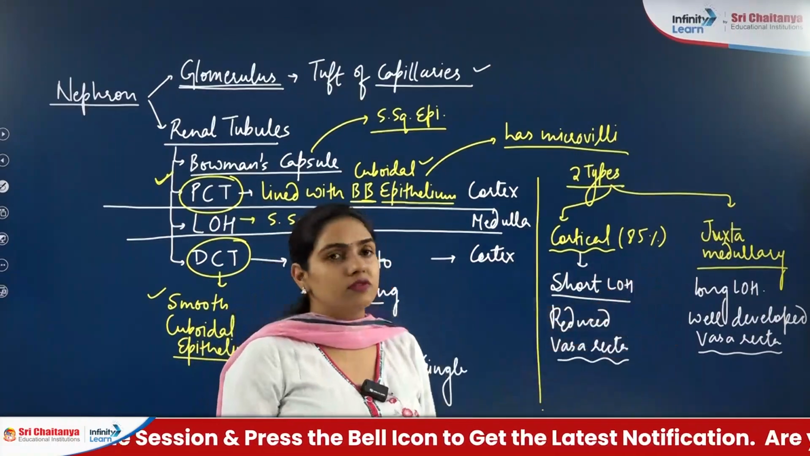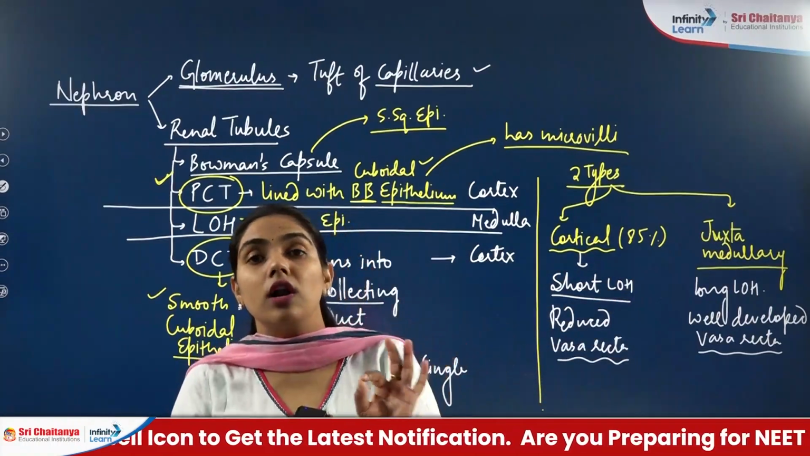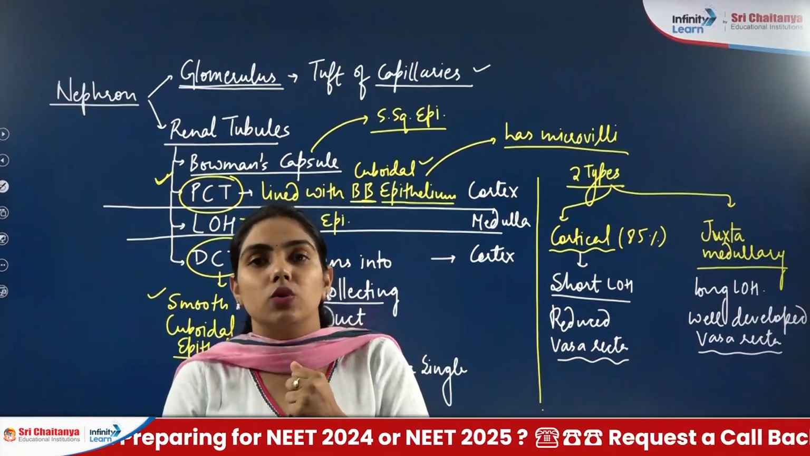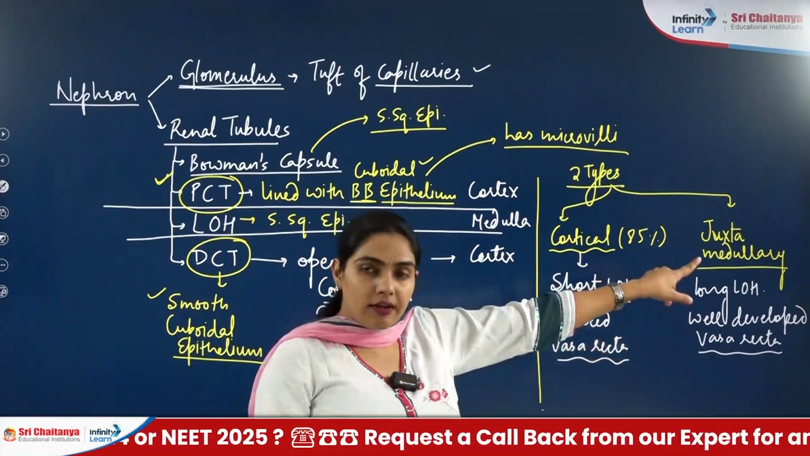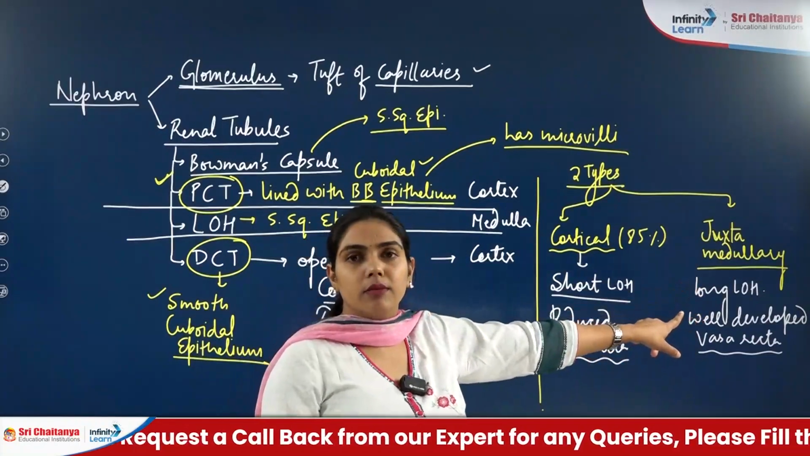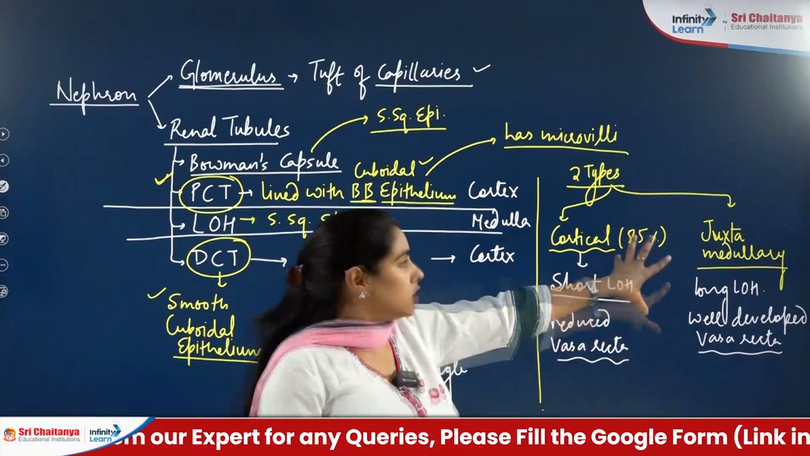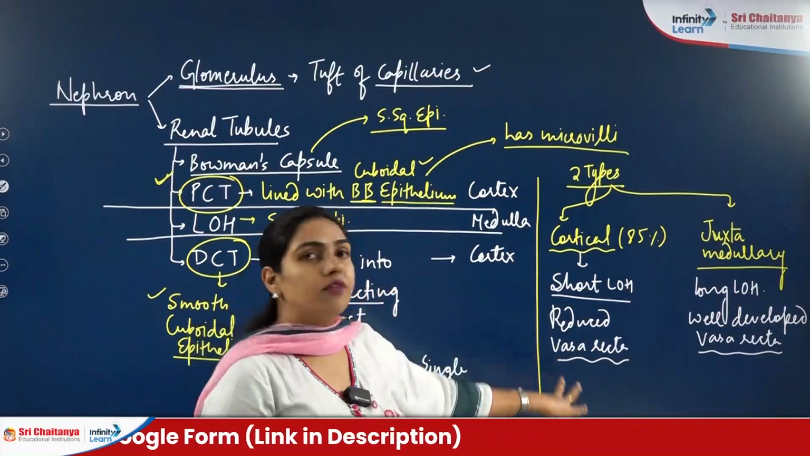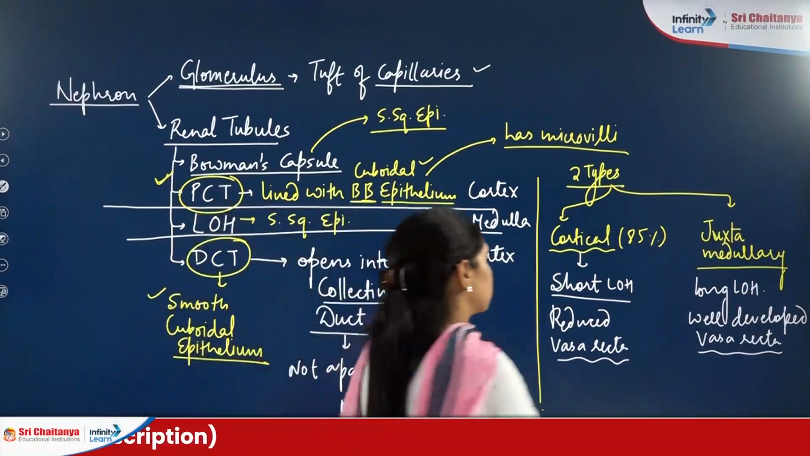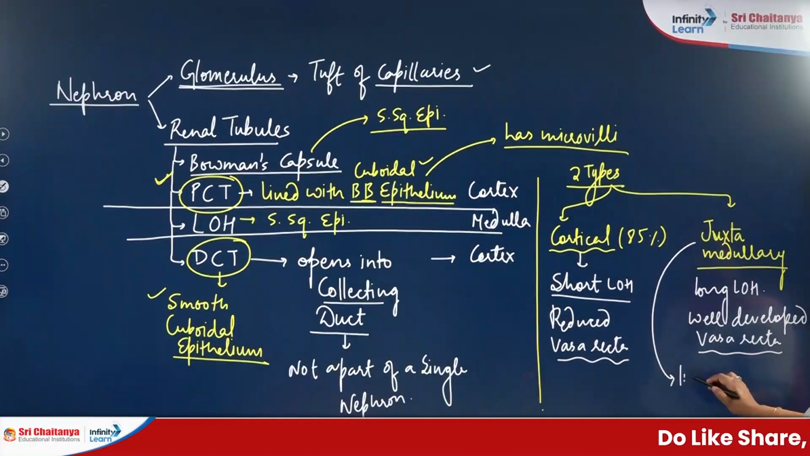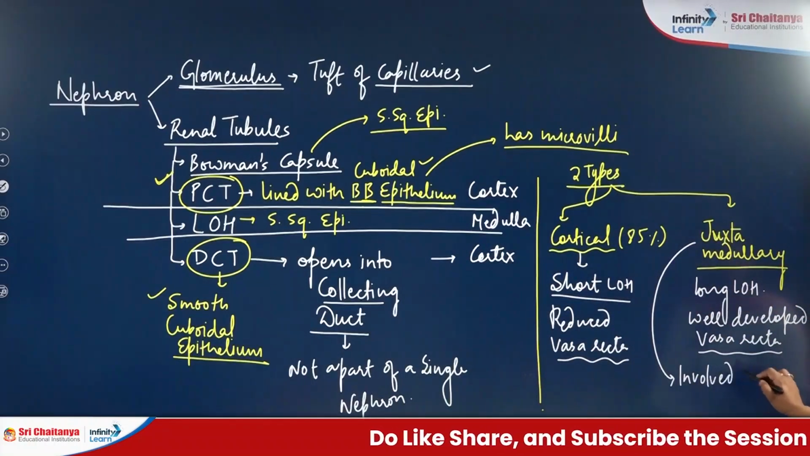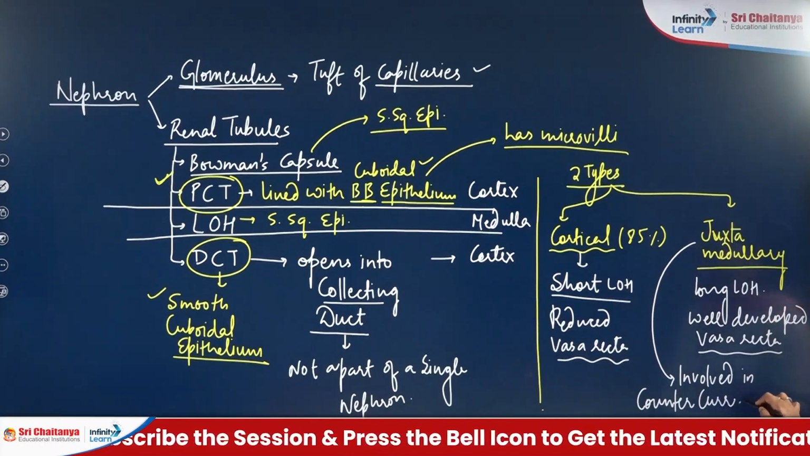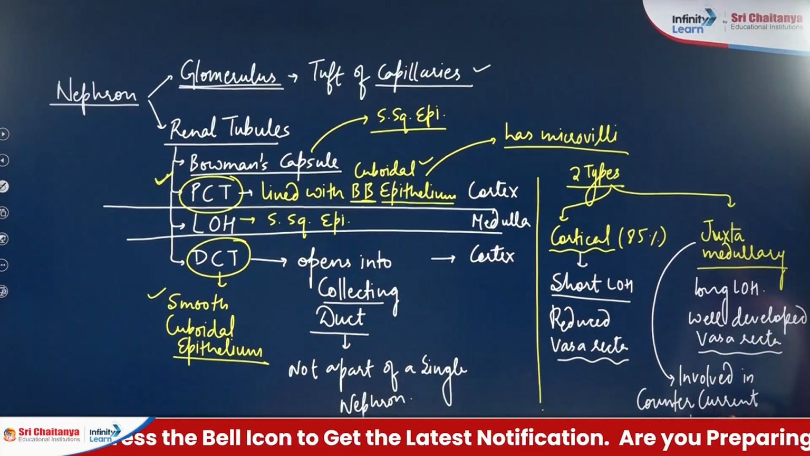What is the significance of the juxtamedullary nephron? They are involved in a mechanism which will concentrate the urine, and that mechanism is known as the counter current mechanism. I will be discussing the counter current mechanism with you after urine formation. Juxtamedullary nephrons are involved in the counter current mechanism. The cortical nephrons are not involved in the counter current mechanism, right? So you can write this, that they are involved in the counter current mechanism.